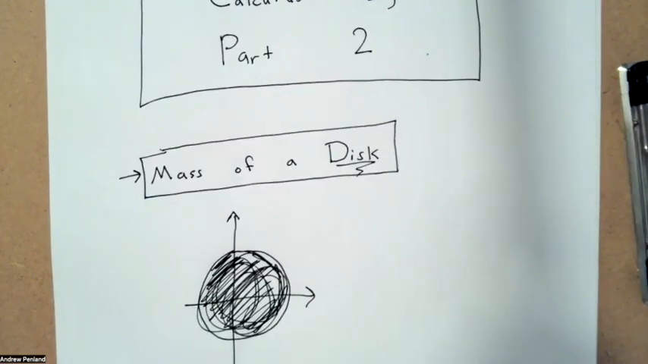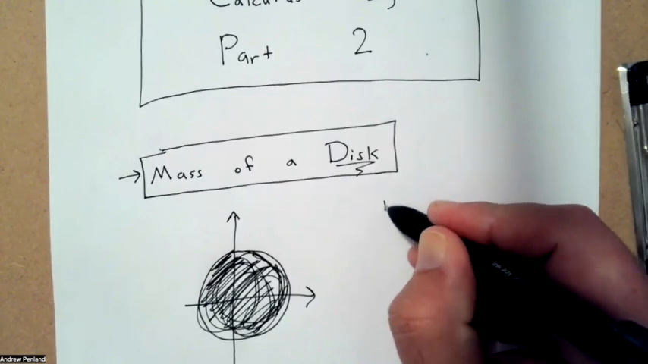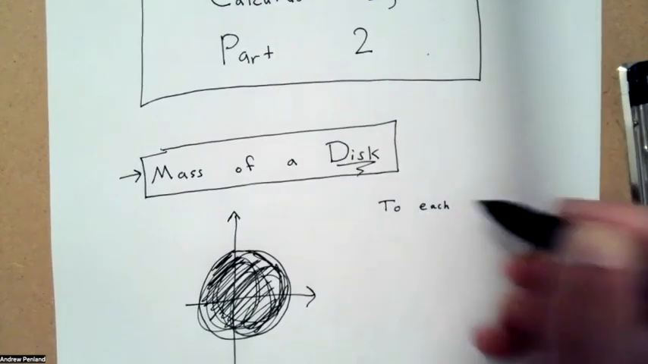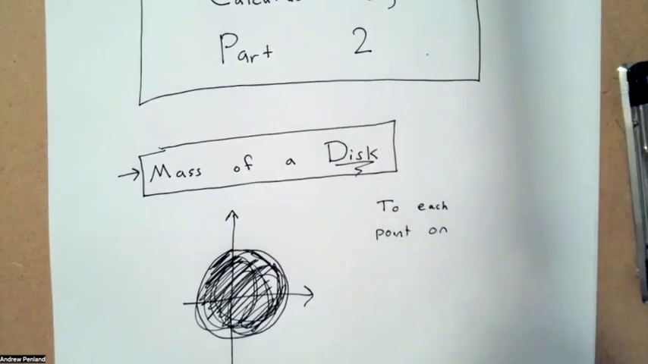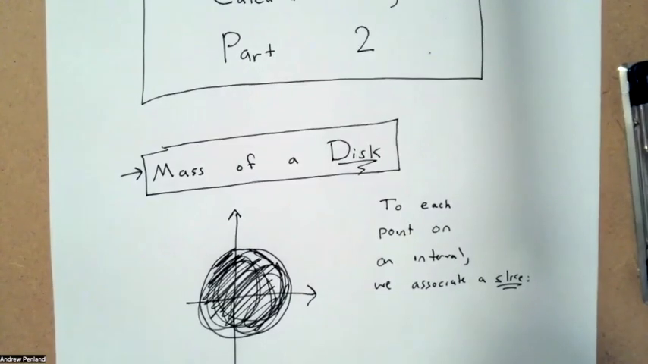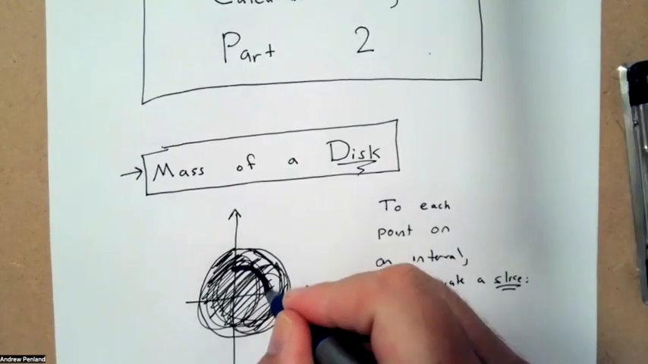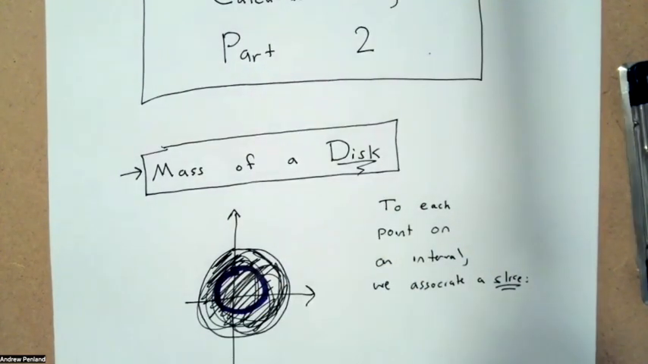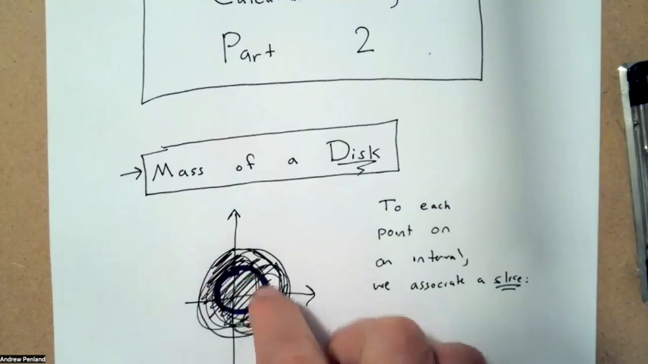What we want to do is something that's pretty common in our travels in calculus 2, which is we want to associate to each point on an interval a slice or a piece. Okay, and what is a slice going to look like here? A slice is going to be a circle. So we need to think about what would we get out of this circle?